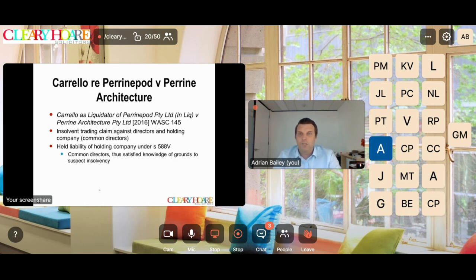One of the cases in relation to this is Carrello and Perrine Architecture, where we had one company that was wholly owned by another company that was an architecture firm. It had some issues and went into liquidation, and there was an insolvent trading claim against the directors and then also the holding company. Now, as usual in these sorts of circumstances, the holding company had the same directors as the subsidiary company. So the directors were held to be liable, and the holding company was held to be liable under Section 588V because, in reality, of those facts. Because we've got the common directors there, knowledge of grounds to suspect insolvency has been shown.